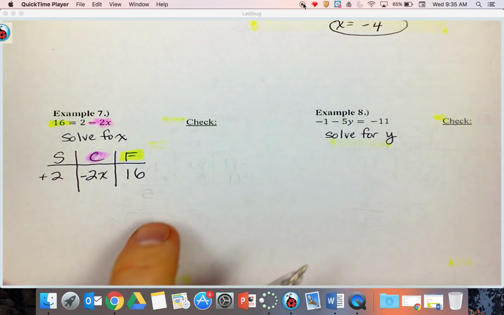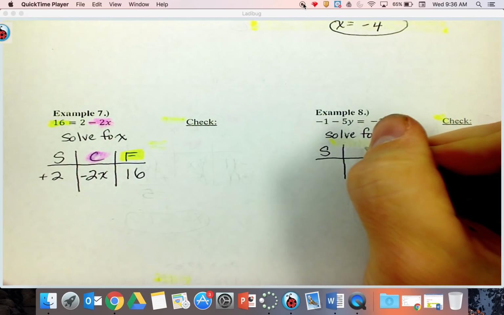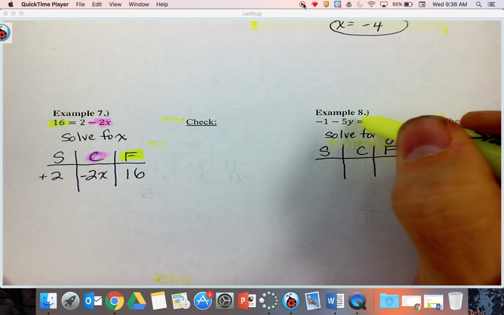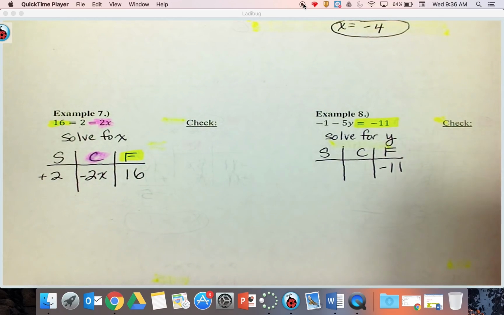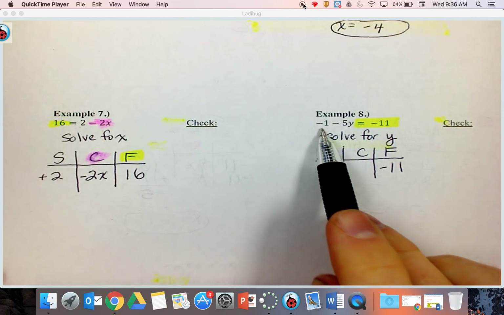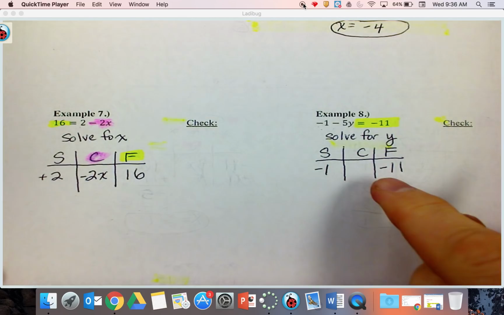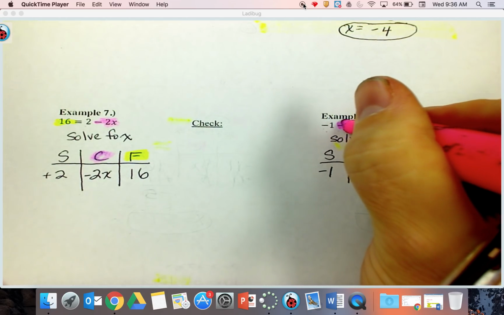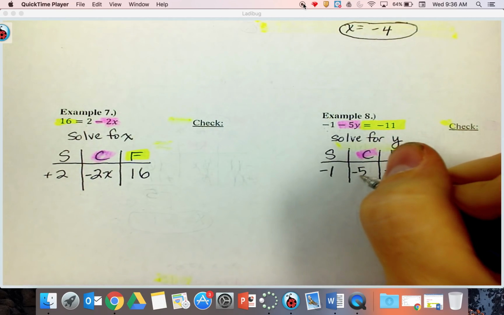So now if we look over here at the next one, we're going to set this one up. Start, change, and finish. What does this problem equal? Equals that, negative 11. Those are my finish. What is my starting value? It's just the number. What is the number? It's negative 1. What is my change? My change is the thing that goes with the variable. So I take the sign too. It's a negative 5. Negative 5 times y.